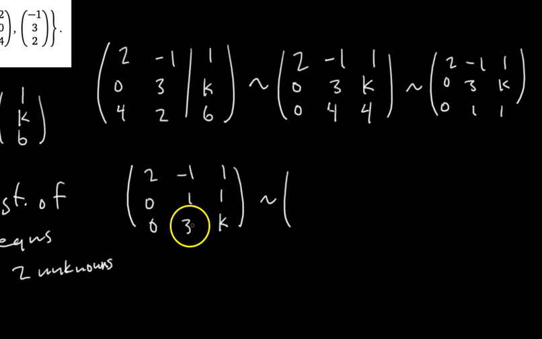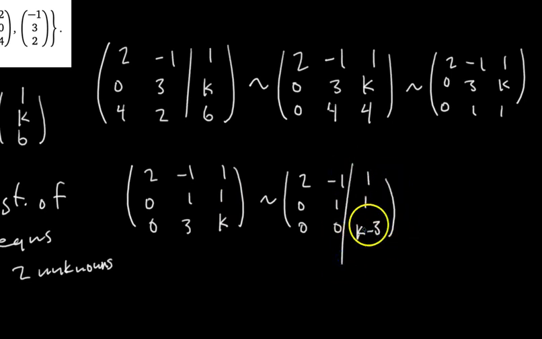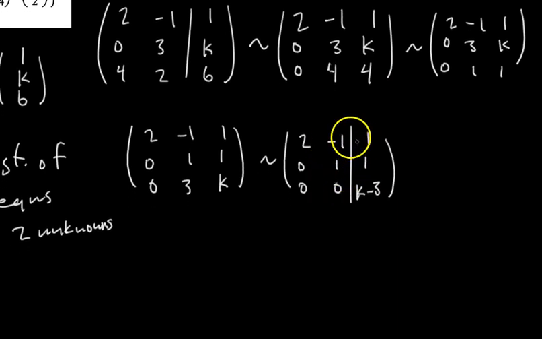And now I'm going to get rid of this 3 here to get it into row echelon form. 2, -1, 1; 0, 1, 1; and we'll do row 3 minus 3 times row 2, so we get 0, 0, k minus 3. Okay, so here is our augmented matrix in row echelon form. Remember, we only have to go to row echelon form to see if the system will be consistent. So let's see. If k doesn't equal 3, then what is this entry in this matrix? Well, it's a non-zero entry, which means it's a pivot.